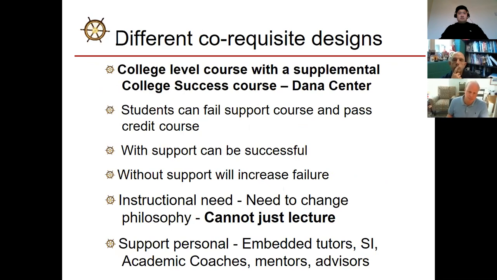I'm just going to go down to the bottom. Instruction needs to change philosophy. You can't lecture. It's not going to work. Now, embedded tutors, supplemental instruction, academic coaches, mentors, advisors, all of this can get built into the system. You can look at all these. You cannot do everything I said. Nobody does all this. The question is, what works best for you? What design works best for you? And what we're finding mainly is the 3-hour, 2-hour model, or the 5 or 6-hour model where everybody goes into one course itself.